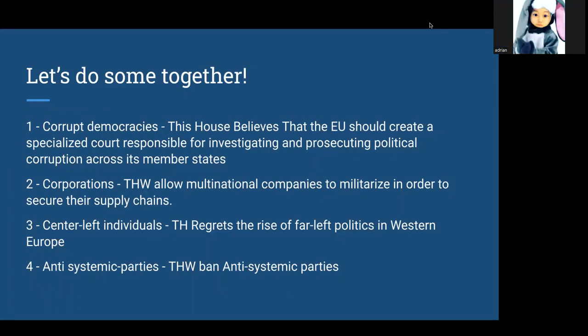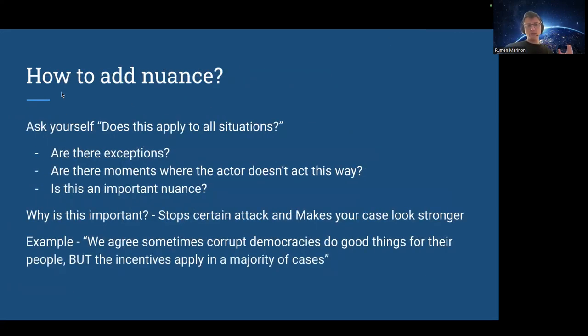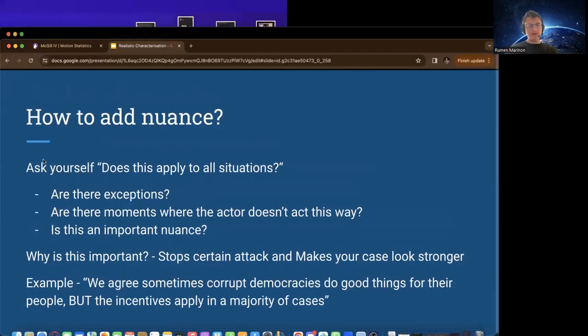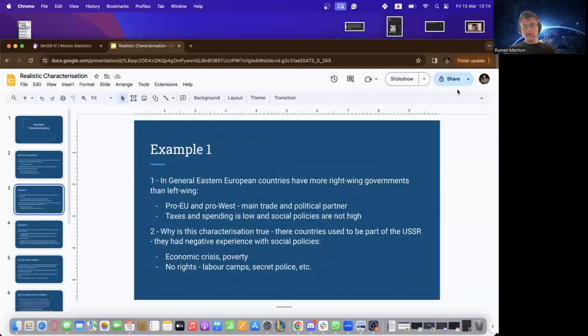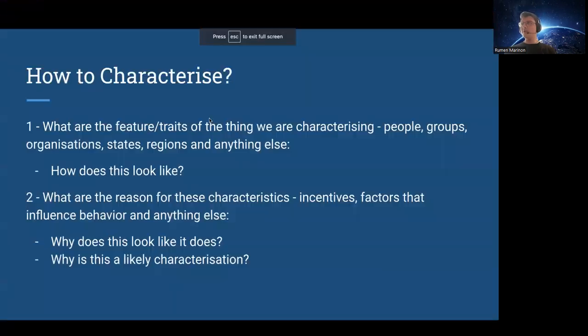Okay, thank you. Cool. Okay, let's go to the other slide. And by the way, the point here, guys, is if you are struggling with just basic characterization, pick a motion, pick an argument, and just follow this: what are the inherent traits and features of the thing that we're characterizing, and what are the reasons behind the characterization. And you do it like this. Cool.